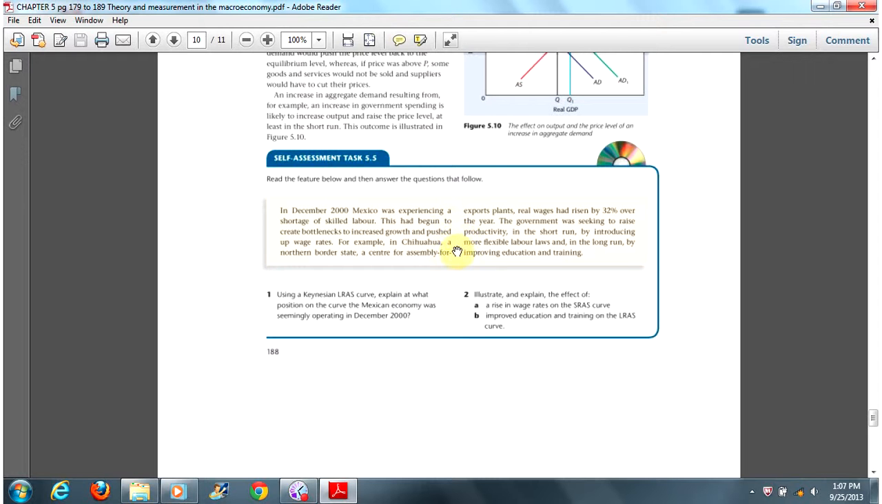Using the Keynesian long-run aggregate supply curve, explain at what position on the curve the Mexican economy was seemingly operating in December 2000. Illustrate and explain the effect of a, a rise in wage rates on the short-run aggregate supply curve, b, improved education and training on the long-run aggregate supply curve.